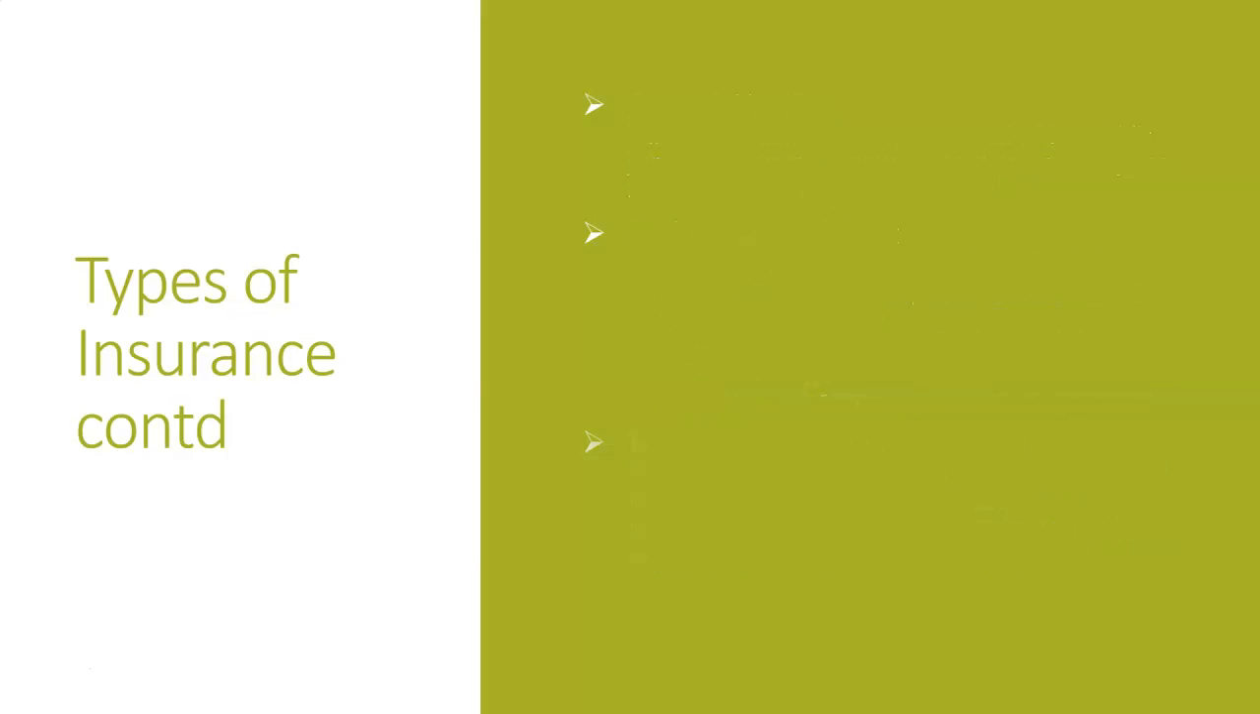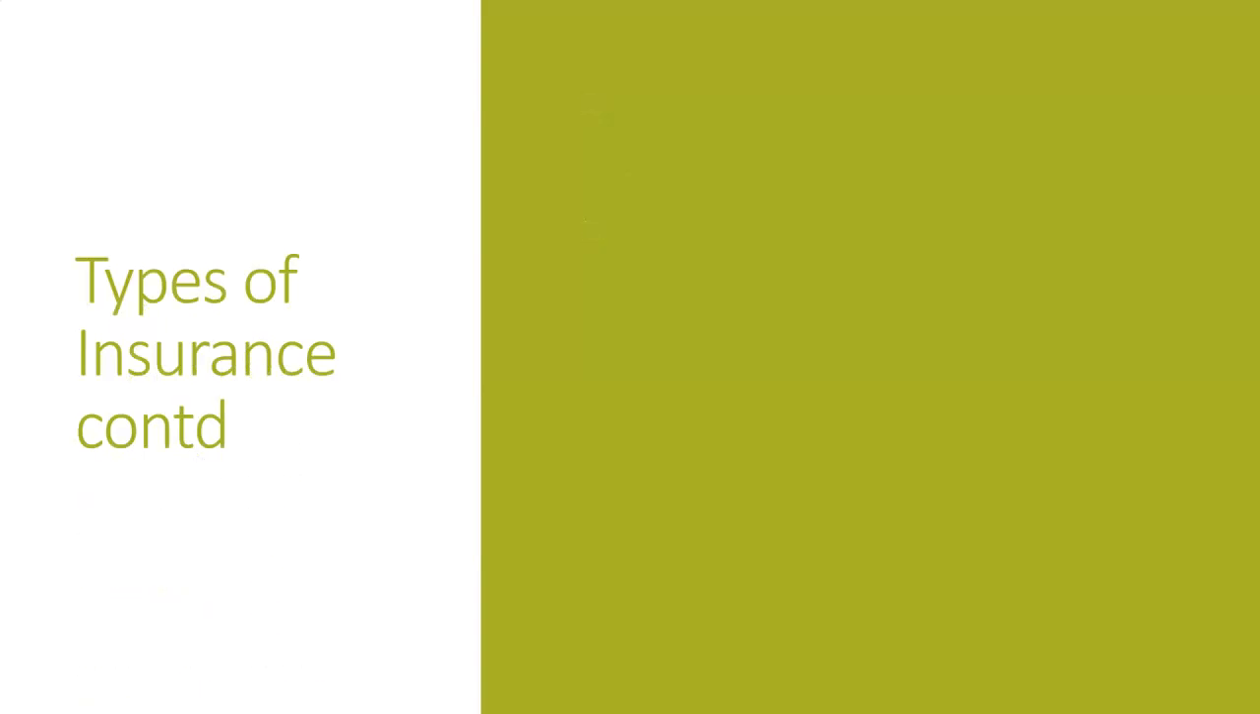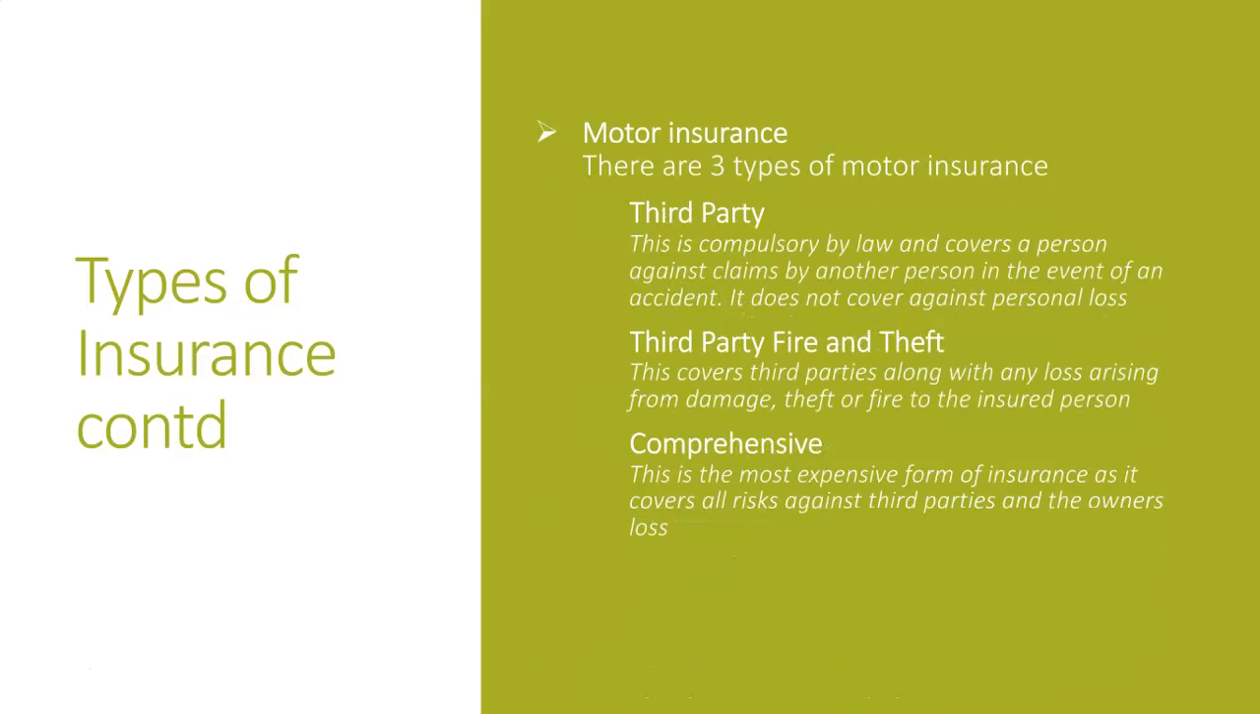Now let's move on to the next slide. This is more about the types of insurance content. Motor insurance. There are three types of motor insurance. First, motor insurance is third party. This is compulsory by law and covers a person against claims by another person in the event of an accident. It does not cover against personal loss.